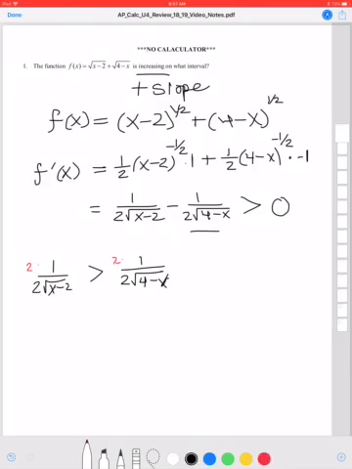Gosh, this pen. I'll give up. Alright, so that cancels out, and I'm left with 1 over the square root.